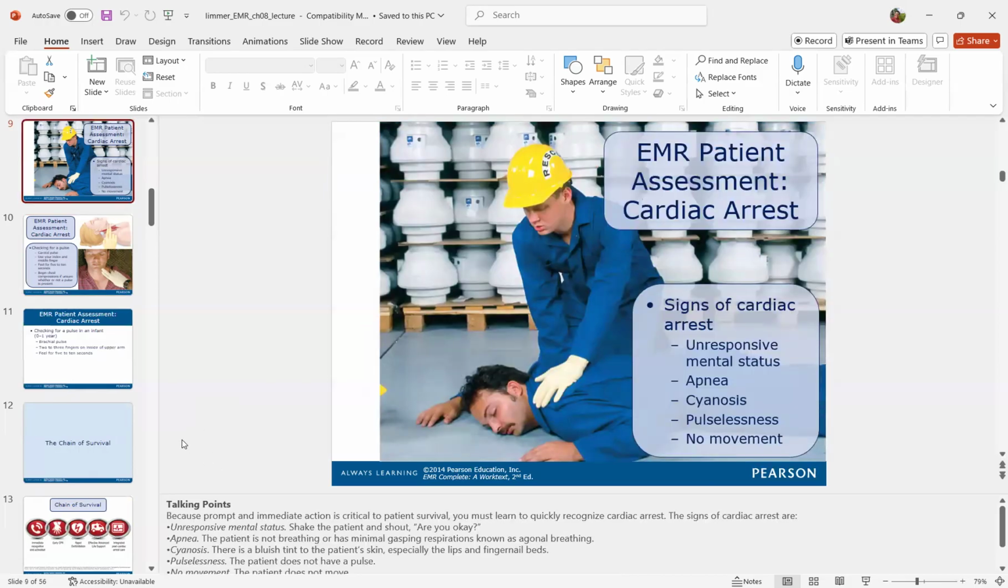Because prompt and immediate action is critical to patient survival, we have to learn how to recognize cardiac arrest simply and quickly. And that's why they switched from ABCs to the CAB, the circulation, airway, breathing method, a few years ago. So we want to do as many compressions as we can in this time frame. But if you have an unresponsive mental status, we're going to shake the patient and shout, "Are you okay?"